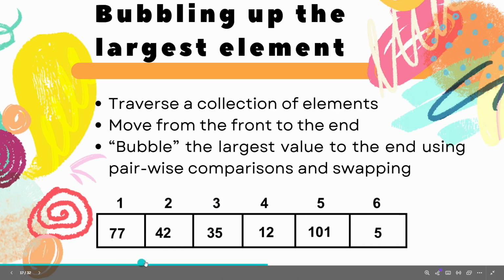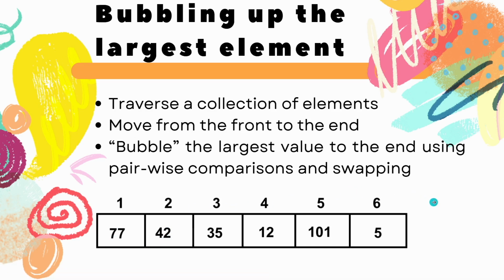Every time I make a pairwise comparison, I check whether the element at the first position is greater than the element at the second position. If so, I do a swap. If not, I ignore it. That is how I proceed with the rest of the iterations. We will see that in detail in the following slides.